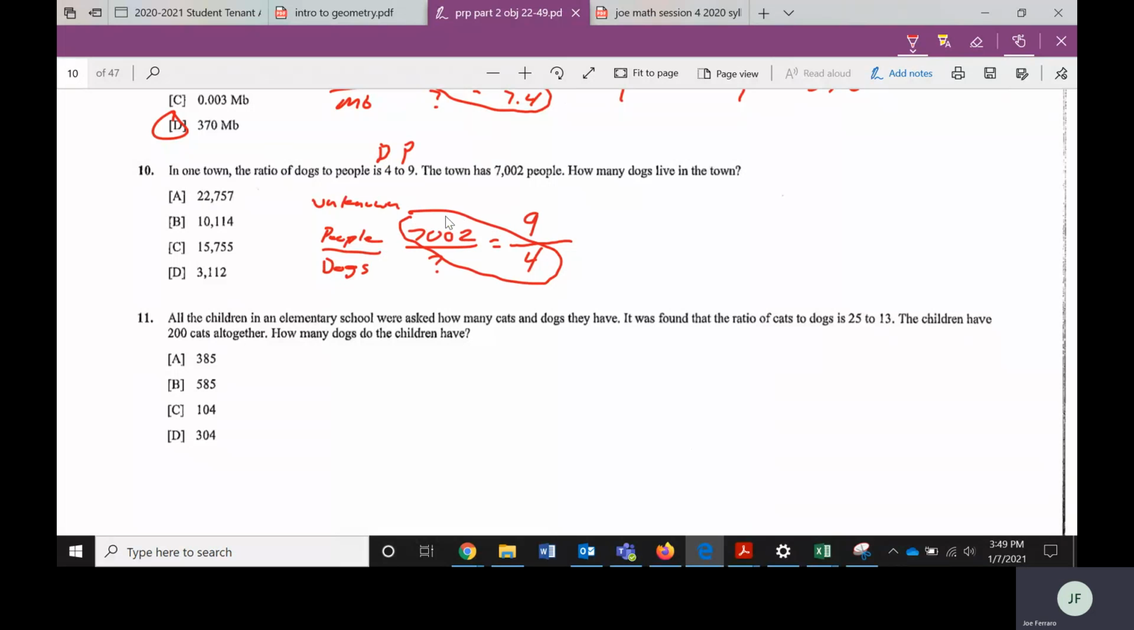Again, cross multiply, take the diagonal with 2 numbers. 7,002 times 4, we're going to divide by 9. This is 28,008. Divide by 9.